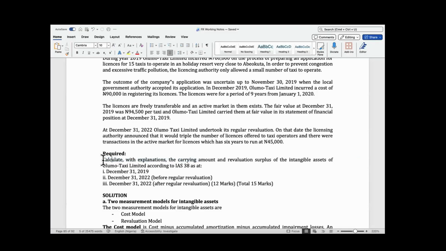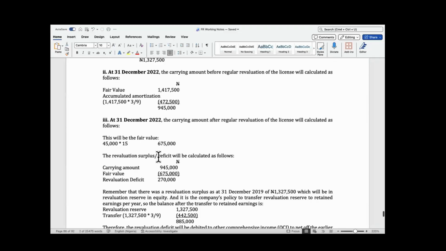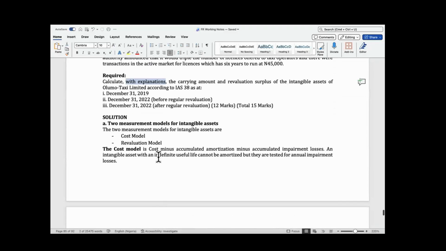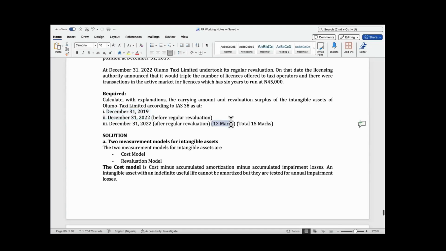This one, he wants you to calculate, but with explanation. So don't just calculate, explain every one of your calculations. We're asked to calculate the carrying amount and evaluation surplus of the intangible asset at these different dates: first, December 2019; second, 2022 before revaluation; and the same date after revaluation. Averagely, each takes 3 marks, so a total of 12 marks for the 3 dates.